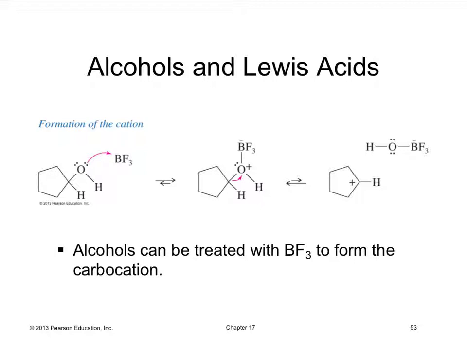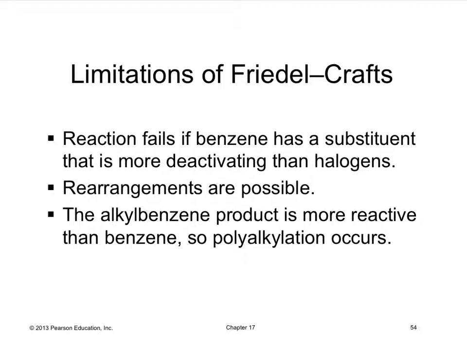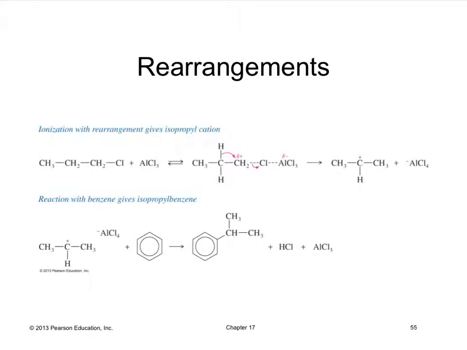Alcohols and Lewis acid. So if we have an alcohol in the presence of a Lewis acid BF3, electrons will conjugate with the BF3 to form the complex, which will then make it a good leaving group and then leave, forming the carbocation. So there are limitations of the Friedel-Crafts reaction. It fails if benzene has a substituent that is more deactivating than halogens. Rearrangements are possible, and alkyl benzene product is more reactive than benzene, so polyalkylation occurs.